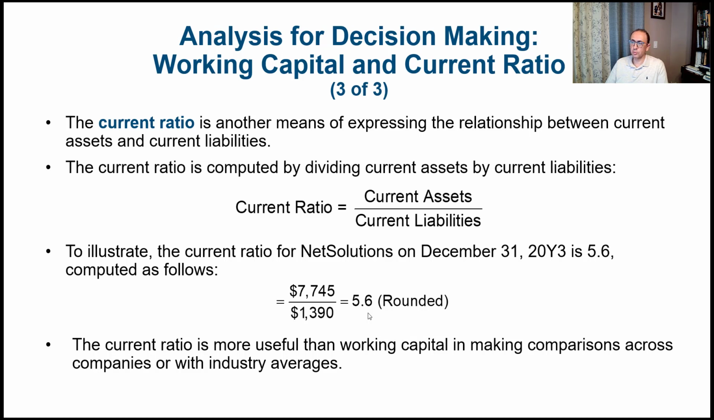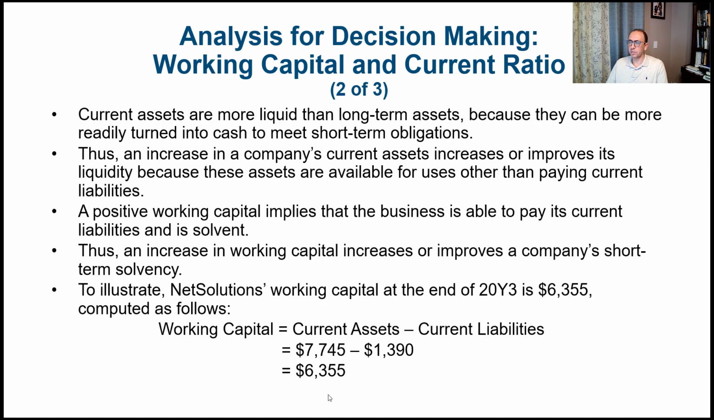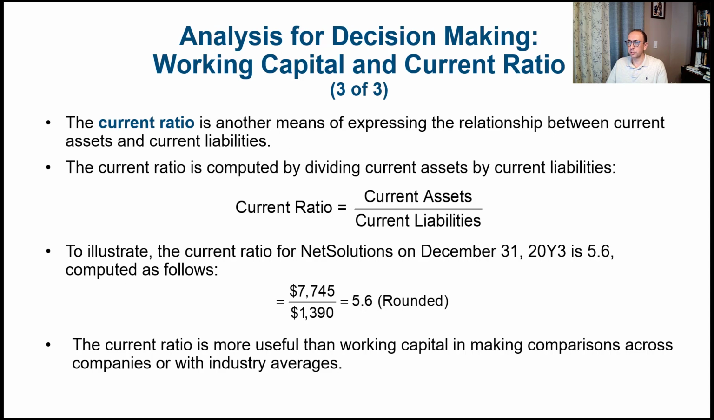So the current ratio is more useful than working capital in making comparisons across companies or within the industry. Why? Because it's a relative measure, but if you go back to the working capital and we see the 6,000, you cannot really tell if 6,000 is a big number or small number. It depends on the size of the business. But using the current ratio, 5.6, you can tell that this is a very good number because they have almost 6 times assets that can cover their liabilities.